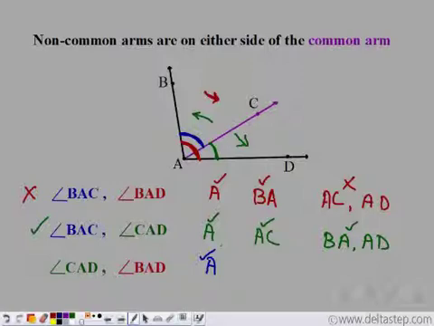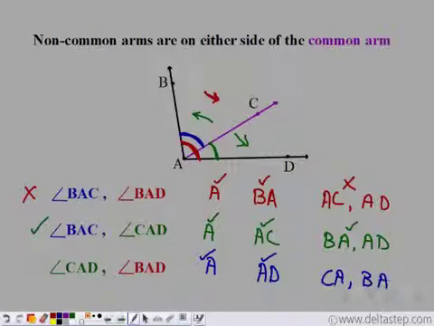Now, CAD and BAD have a common arm AD. So the second condition is satisfied. From CAD, we have taken AD as the common arm, so CA is the non-common arm. From BAD, we have taken AD as the common arm, so BA is the non-common arm.